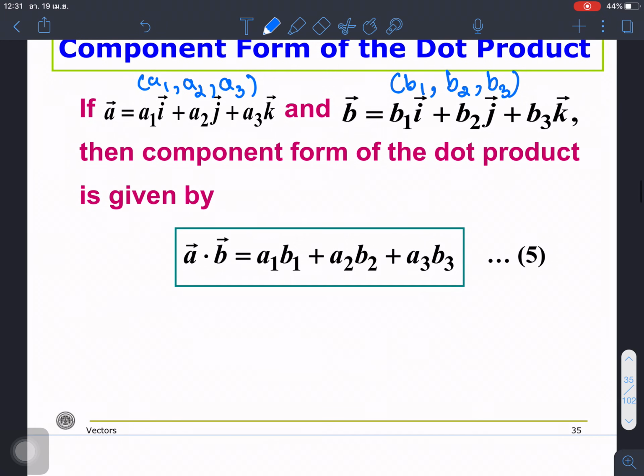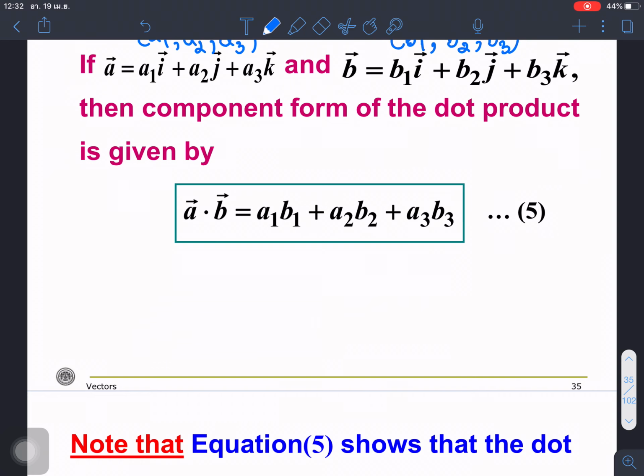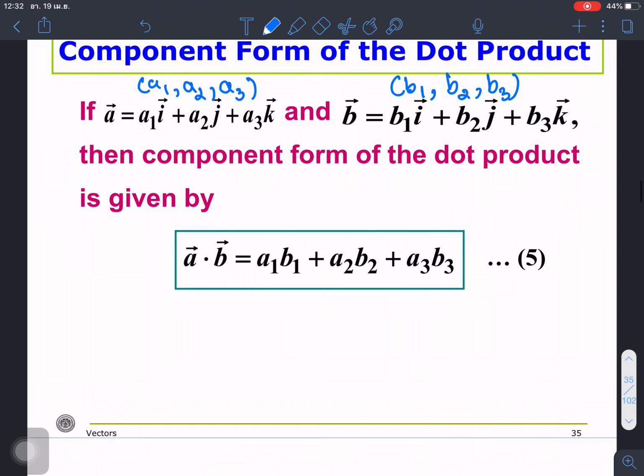Here's a way that you can find the dot product, not just the original definition. A dot B: you multiply the first components to each other, A1 times B1, and then the second coordinates to each other, A2 and B2, and then A3 and B3, and then you add them all up. You're going to get the scalar.